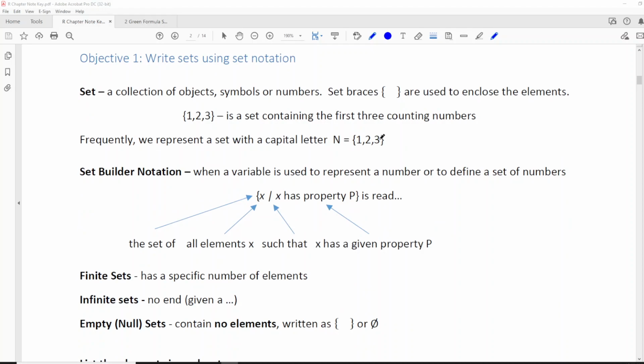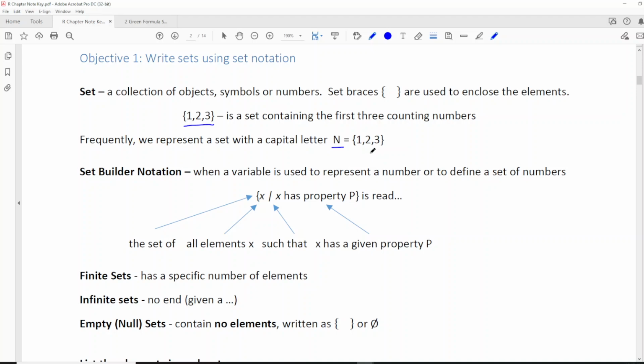Writing sets using set notation, a set can simply be the braces. They're called set braces, and they're used to enclose the elements of whatever it is you're looking at. For example, we've got the set of numbers 1, 2, 3, the set containing the first three counting numbers. Or we could say our set is the natural numbers. Capital N is defining the set 1, 2, 3. Then we could use an N somewhere else, and we wouldn't have to write the set 1, 2, 3.